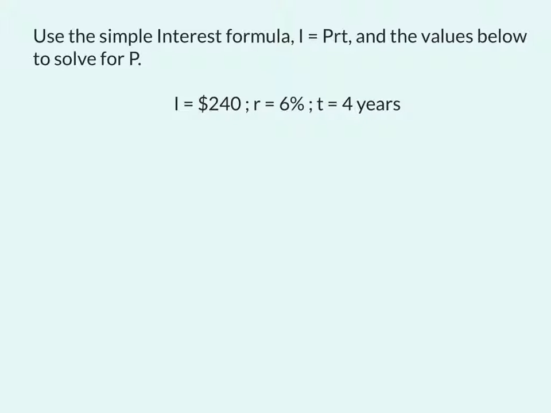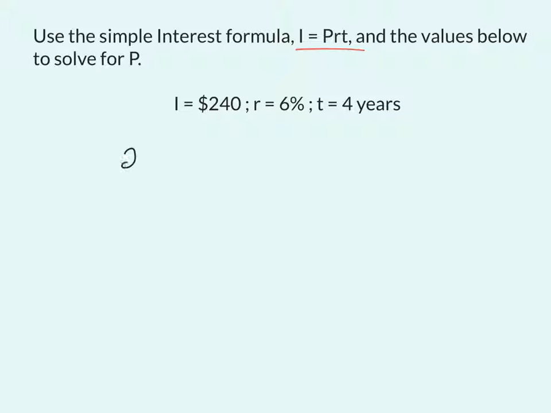Use the simple interest formula I equals PRT and the values below to solve for P. I, which is the amount of interest earned on an investment, is $240. R, which is the interest rate, is 6%, and T, which is time in years, is 4 years. So I'm going to substitute those values into the formula for simple interest and solve for P.